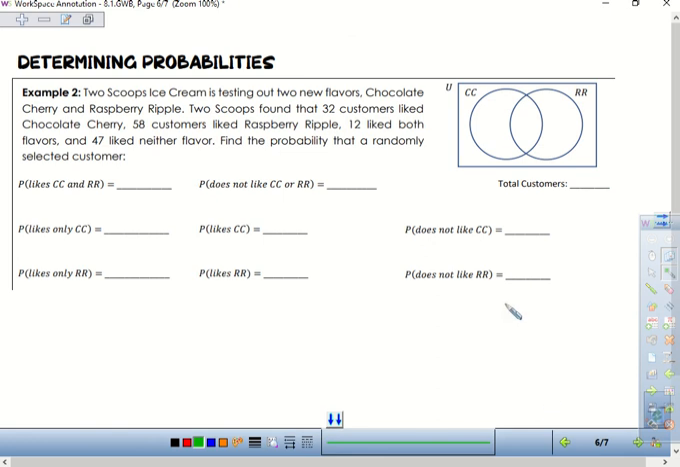So we're going to do this problem, and then after lunch we're going to do example 3. So this is the last one we'll do before lunch. So this is where we use probability in a real world situation.